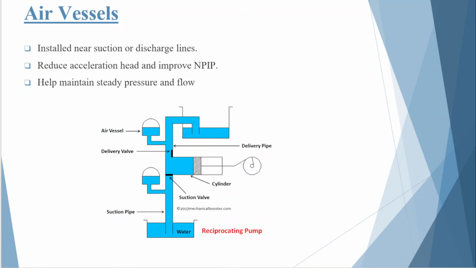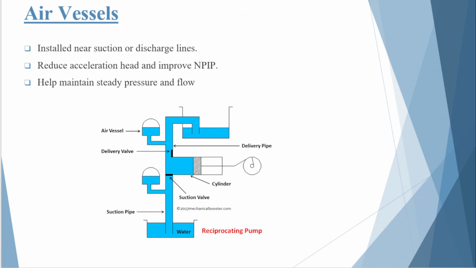During the portion of the stroke where the piston demands a high flow rate, the air inside the vessel compresses slightly and supplies additional liquid to the pump. During the portion of the cycle where the flow demand decreases, the vessel refills. This continuous expansion and compression of the trapped air smooths the flow entering and leaving the pump.